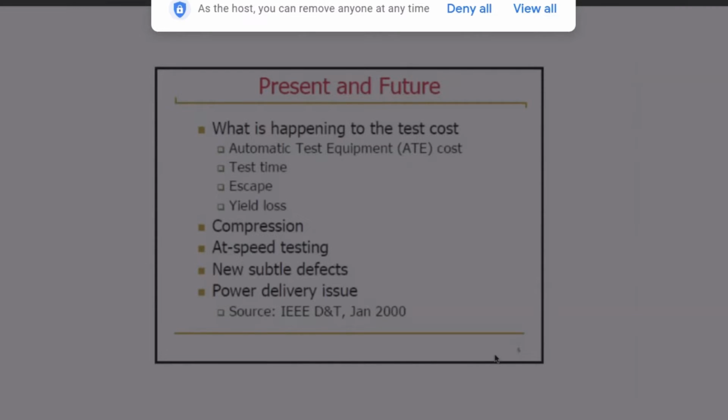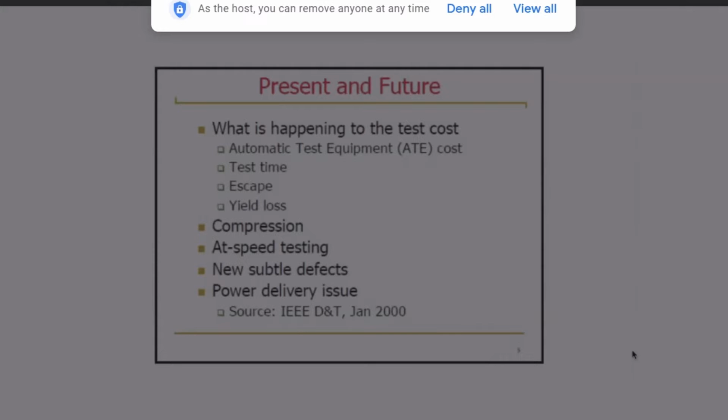Basically, why is it important to do the test, and how will we do the test? And what fraction of the total cost will depend on testing? It is an important part of this VLSI realization cycle.